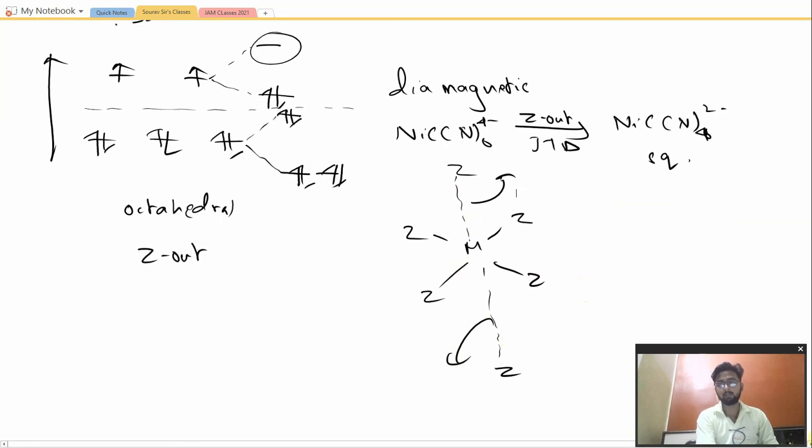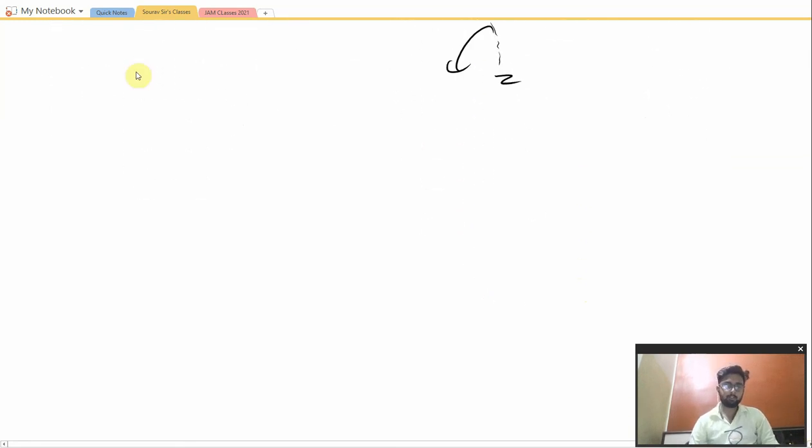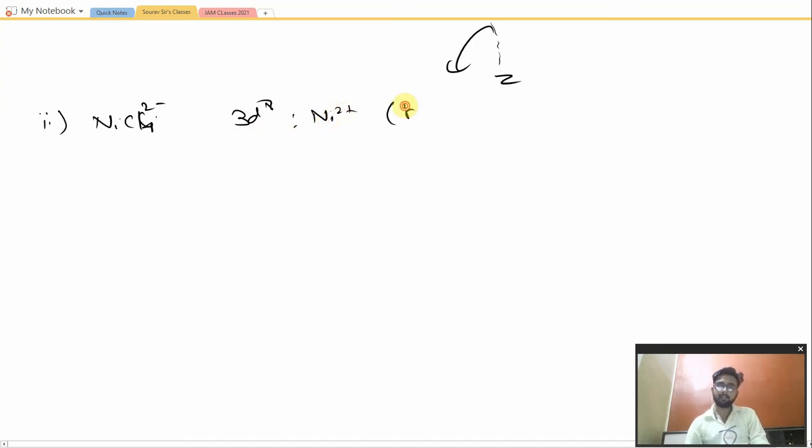Now, in case of NiCl4, let us write the part number 2. That is, in case of [NiCl4]2-, firstly this structure is obviously 3d8, the electronic configuration of the Ni2+ system. So this has a tetrahedral geometry first of all, and secondly, Cl is a weak field ligand over here.